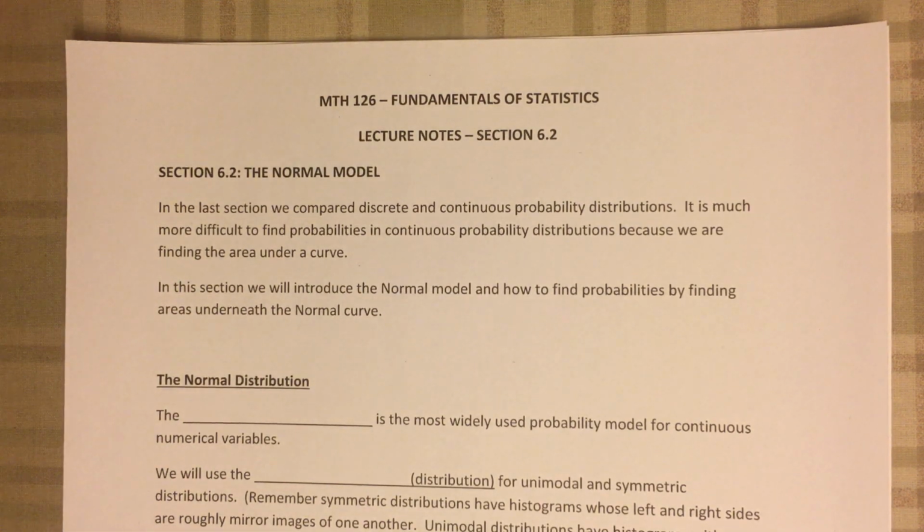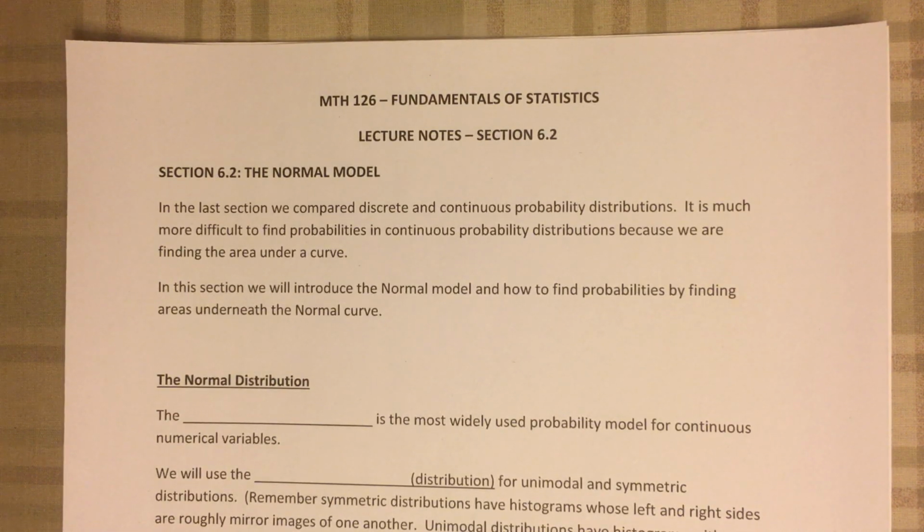Today we're going to focus on our normal model. So in the last section we talked about the difference between discrete and continuous probability distributions. We said that discrete probability distributions were pretty nice and easy because we were only dealing with whole numbers. They were things that could be counted. We could put them in nice little tables or charts or pretty simple graphs.